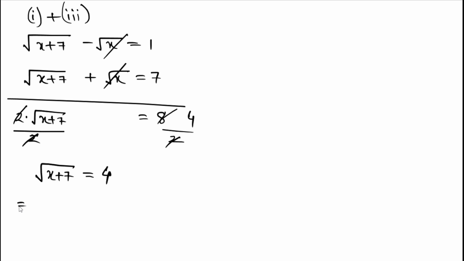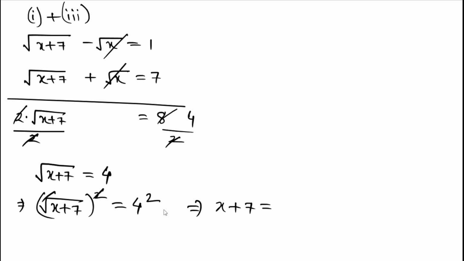Now take the square both sides, so we can get x plus 7 whole to the power 2 inside the root, it will be 4 square, right? Now if we simplify that, then we can get these two and this square root will be cancelled out, so that will be x plus 7 equals 16. So x will be 16 minus 7, which is equal to 9.